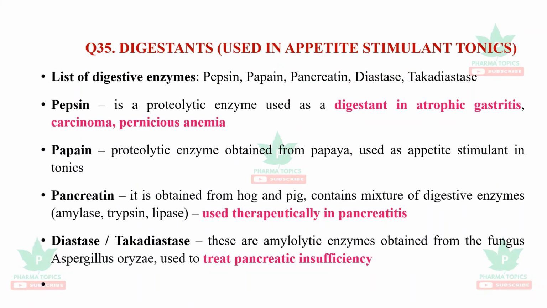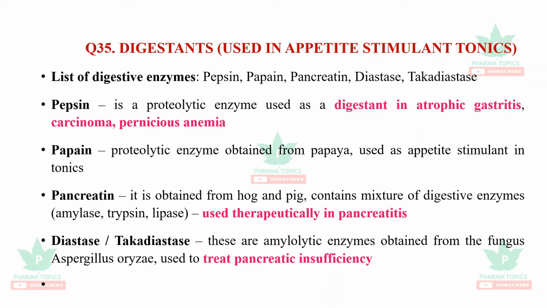Question number 35 is digestants. It's used in appetite stimulant tonics. The list of digestive enzymes includes pepsin, papain, pancreatin, diastase, and taka-diastase. Pepsin is a proteolytic enzyme used in atrophic gastritis, carcinoma, and pernicious anemia. Papain is a proteolytic enzyme obtained from papaya, useful as an appetite stimulant in tonics.